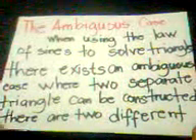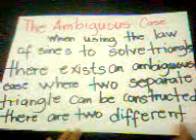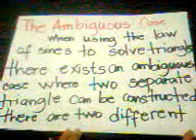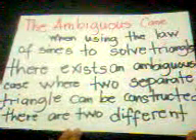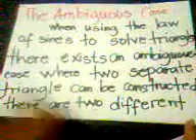Ambiguous case: when using the law of sines to solve a triangle, there exists an ambiguous case where two separate triangles can be constructed. There are two different possible solutions to the triangle. In the given triangle ABC, the following conditions must be fulfilled for the case to be ambiguous.